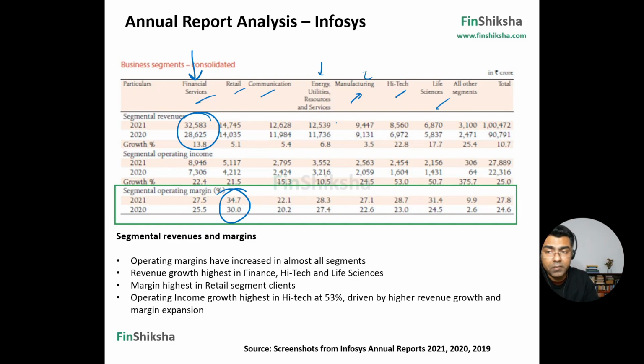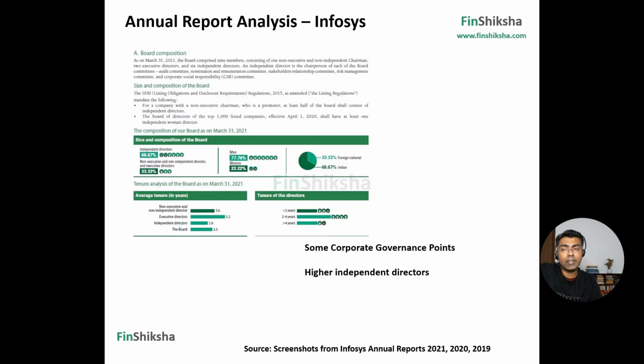The growth could be significantly different in different segments as well. So growth in high tech, for example, was 53%, right? Growth in life sciences was 50%, although these are at a smaller base as compared to some of the other areas, but that's the scenario. What is to be pointed out, operating margins have increased across most segments. Revenue is highest in finance, high tech, life sciences. So you could look at end customer industries or consumer industries and then try and understand what's really happening there. Margin is highest in retail segment, and operating income growth is highest in high tech segment, right?